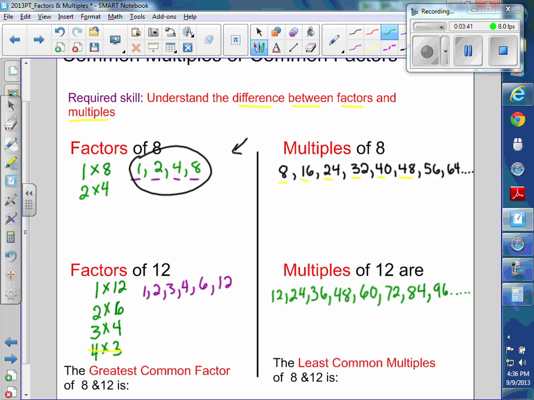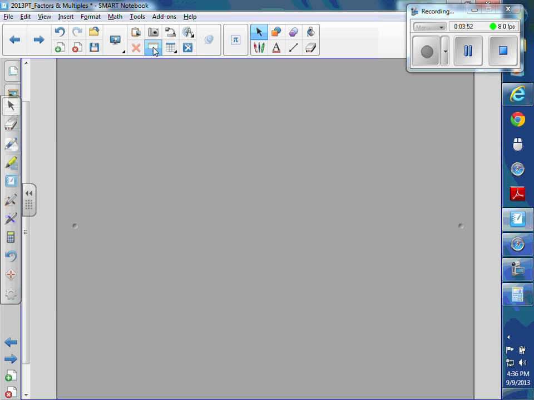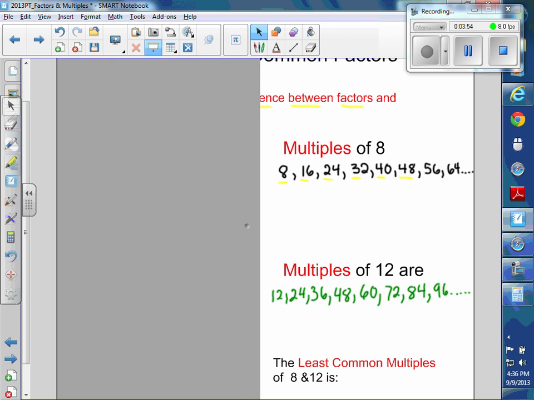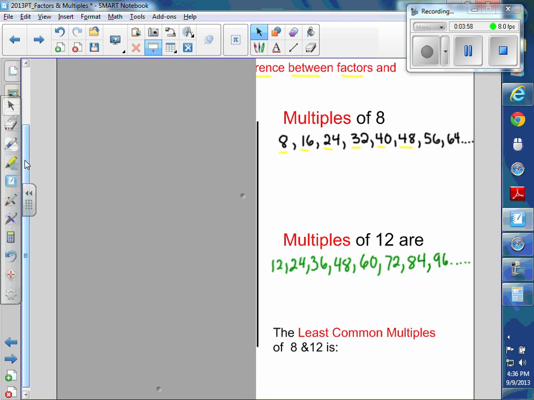Today's lesson is mostly about multiples. So I'm going to close off the left-hand side of the page. We're going to just focus on multiples. We're actually going to focus on multiples and finding something called the least common multiple. And we're going to find the least common multiple of the numbers 8 and 12.